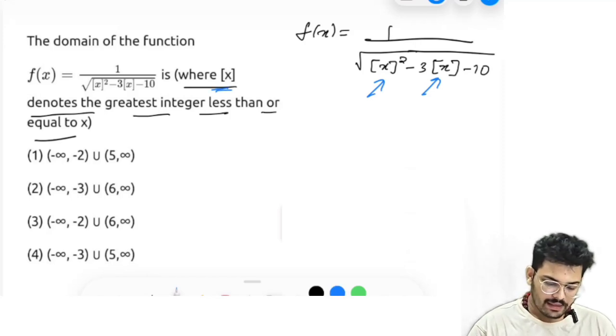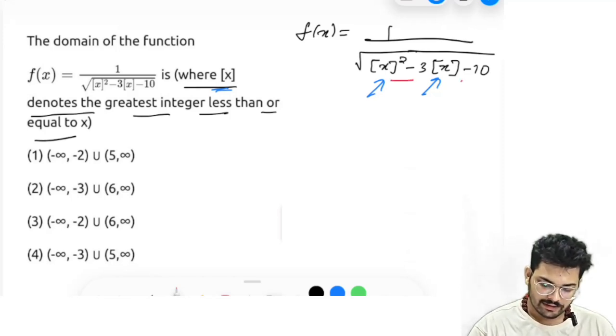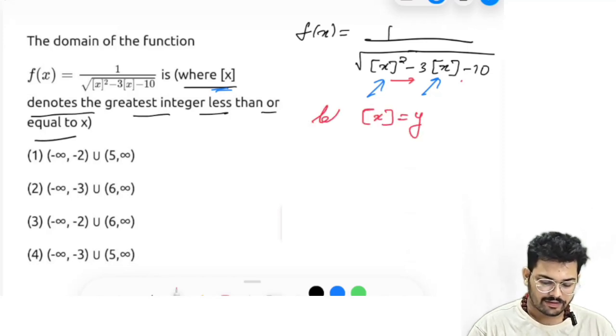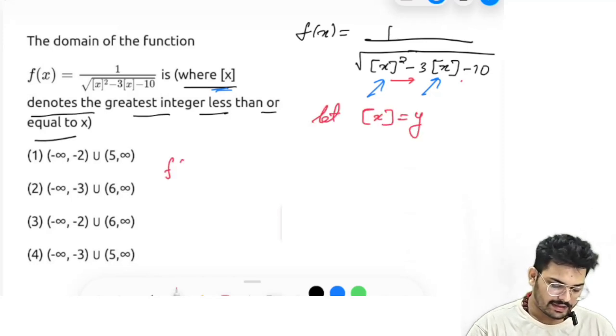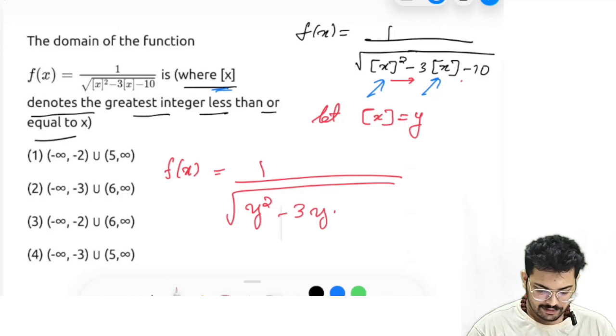Now we have a square root and it is in the denominator. First of all, I am substituting this box x as y. Let box x equal y. This is our substitution. So our function will change to 1 by root of y square minus 3y minus 10.